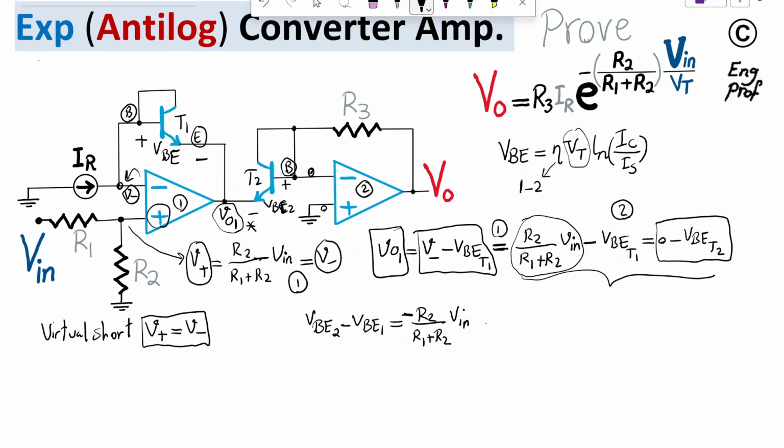Vt, or sorry, the thermal voltage is just kT over q, in which k is the Boltzmann constant and q is the electron charge and T is the junction temperature for the transistor in Kelvin.